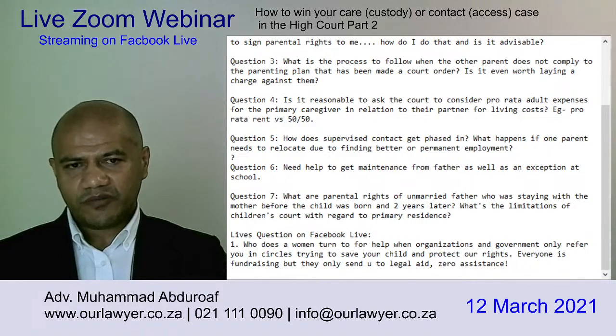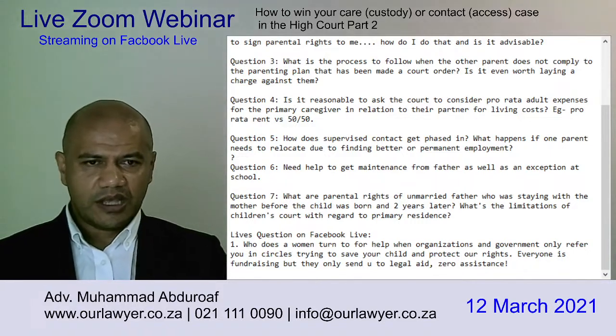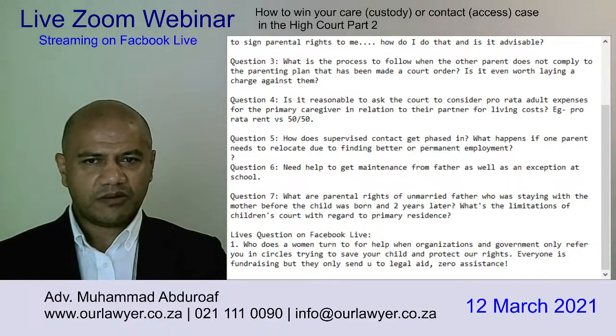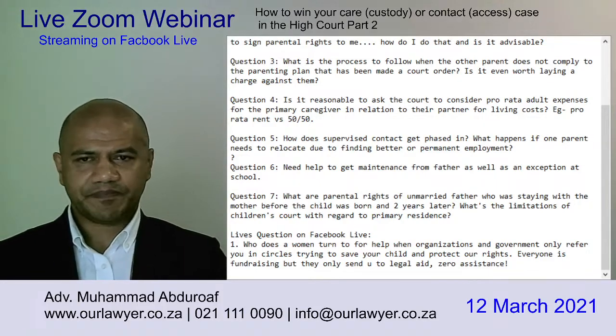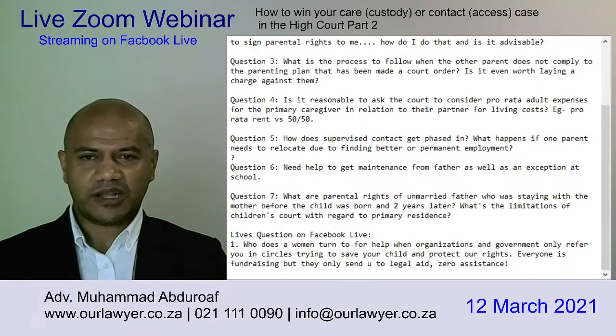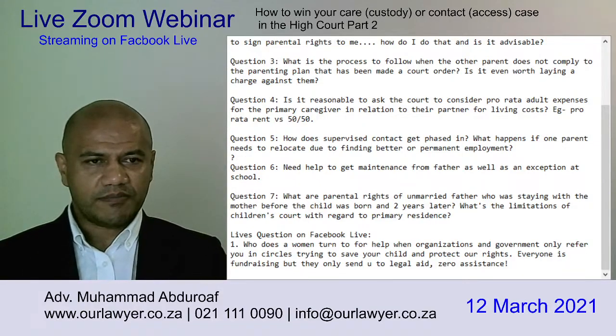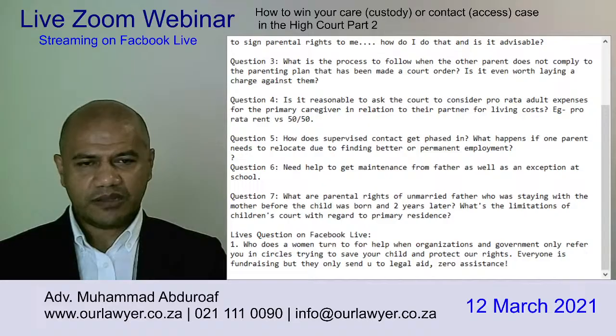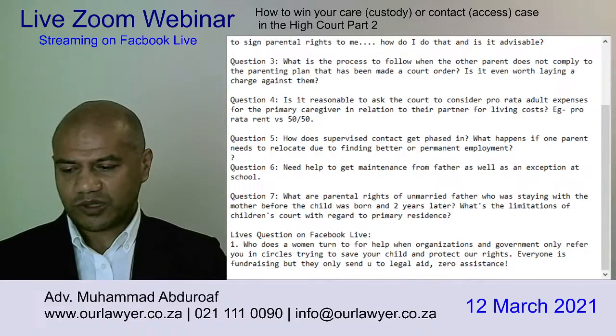So the scenario, if I'm understanding correctly: mom and dad live together, mom fell pregnant, child popped out, beautiful, everybody's happy. They stay together for another 2 years, the father was involved in the child's life, the relationship ended, and they're no longer together. And now the question is, what are the limitations of the children's court with regard to primary residency? Oh, the first question is, what are the parental rights?